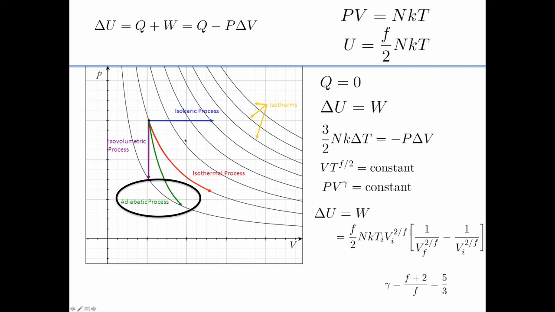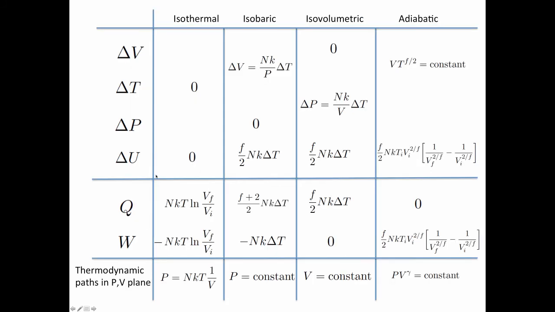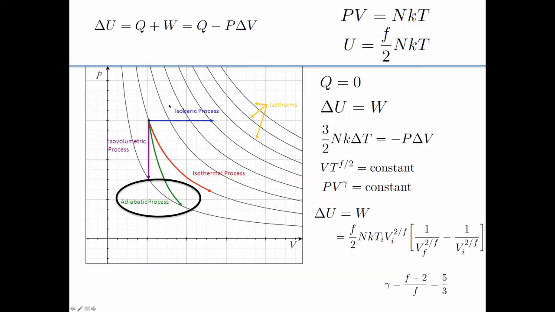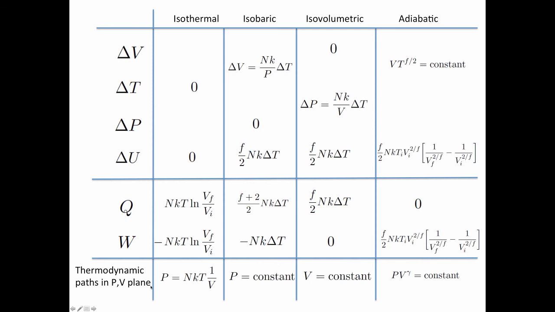There are 4 different ways of affecting changes in the state of a gas, and I've summarized all these results here. These are the 4 processes: isothermal, isobaric, isovolumetric, and adiabatic. I've summarized what happens to the volume, temperature, pressure, and internal energy, and also how much heat and work are added to the gas in each case. And finally, each of these paths is given by an equation. Each of these lines here is given by an equation, and those equations are given down here.